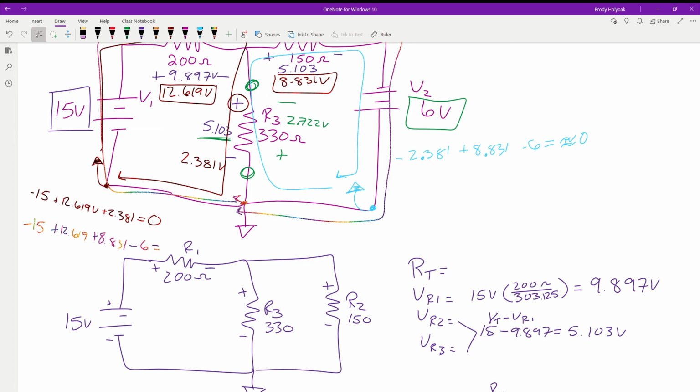Same thing. Approximately 0. So Kirchhoff has been satisfied. One of the things we're going to get into is we're going to be using these loops a lot more next week when we get into mesh loop analysis. Again, it's just another way of solving these types of circuits.